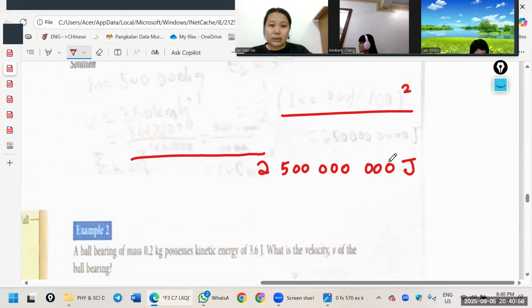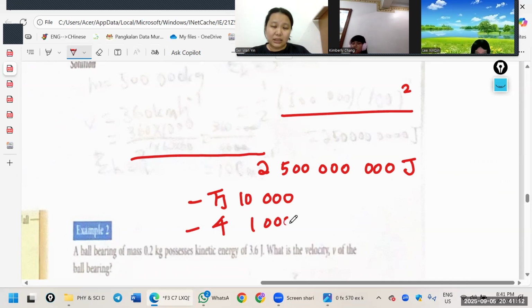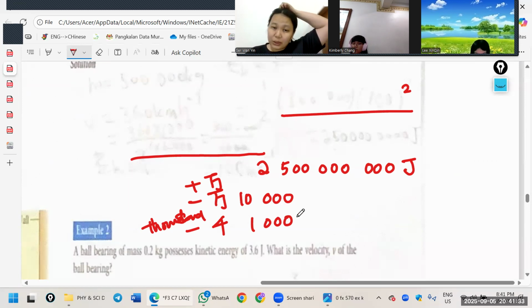So that's why in Chinese, we always say 一万. What is 一万? 一万 means 10,000. But in Chinese, this is 一千. Then for Chinese, we always count 10,000, 百万, 千万, 万万. But for English, we always count 1,000, 10,000, 100,000.